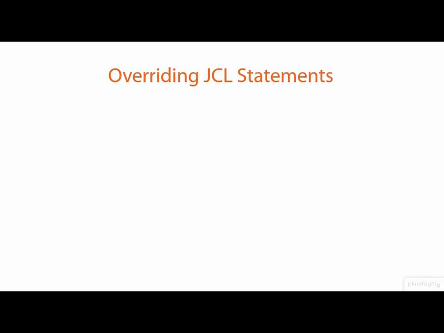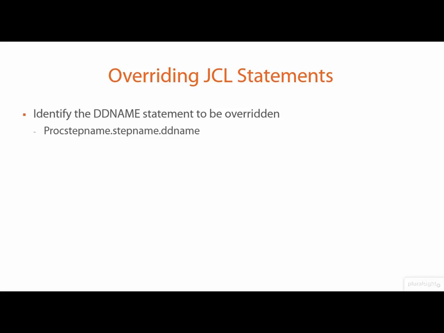Another factor, though, where symbolics might not be appropriate, is that we can actually override JCL statements. In that case we would add inline JCL that would identify the DD name that we want to override, or that we want to specify a different value for. This is what we would use if we did not have a symbolic, or if we didn't even have a DD statement in some cases for that to be specified. We can use the proc step name, the step name, and the DD name as the vehicle for identifying the statement we want to override.